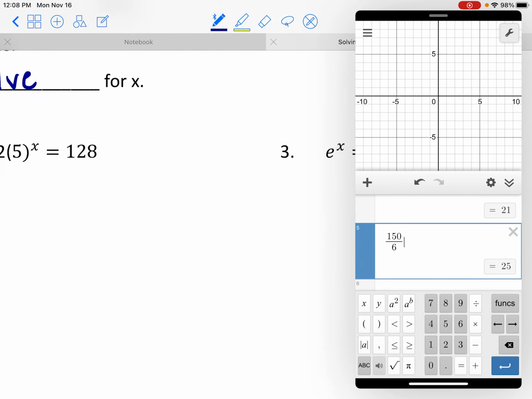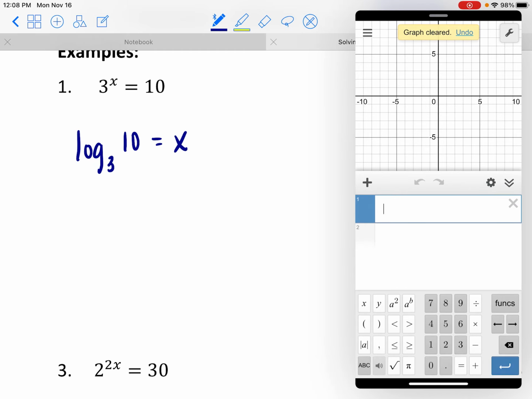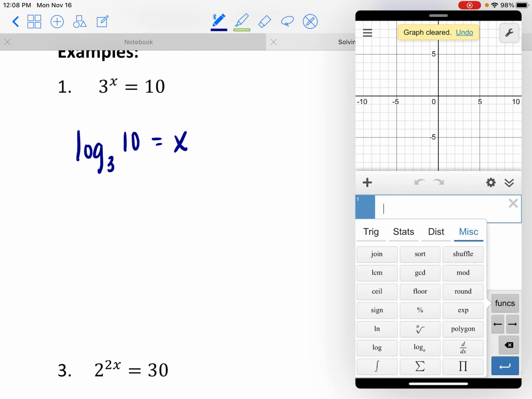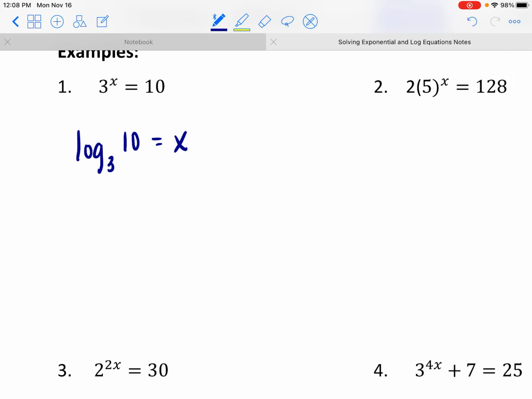And now it's just, oops, go to the calculator from there. So my calculator, remember, we go into functions, and in miscellaneous, you're going to find the log, and we want to choose the one that allows us to change the base. So log base 3 of 10 is about 2.095, so let's just say about 2.1. So x is approximately 2.1, which is what I anticipated in the beginning.